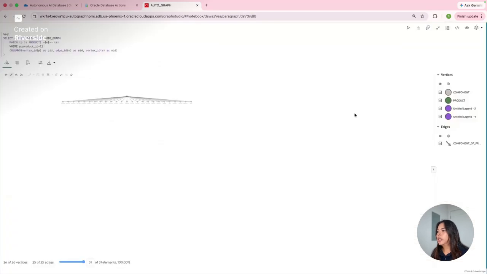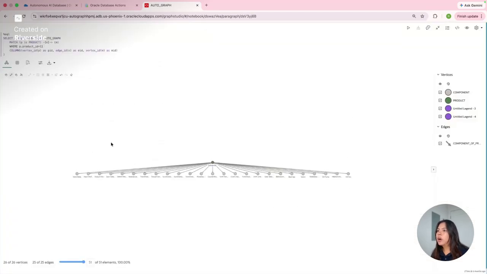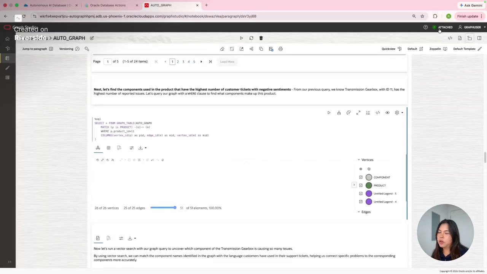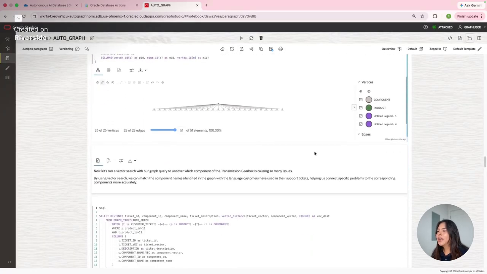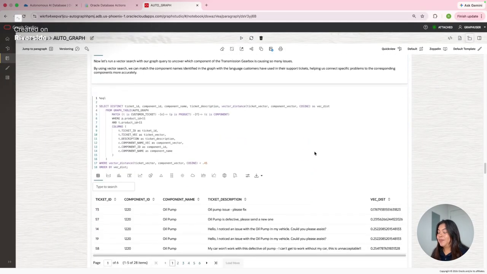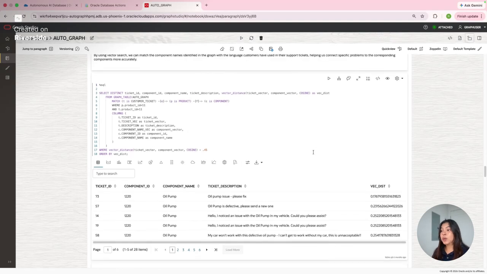And if we take a look in here, we're able to identify all of the components. So the transmission gear has multiple components. And what does this mean? That we need to be able to associate that ticket description that is connected to the product to the actual component that is wrong. And this is where vectors and vector distance, vector search has a lot of impact when it comes to our graphs, right?